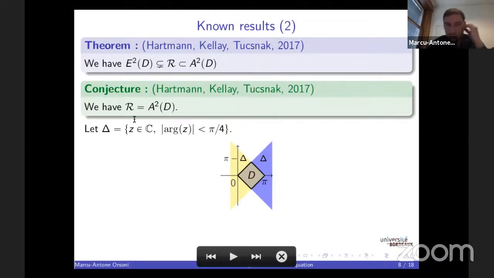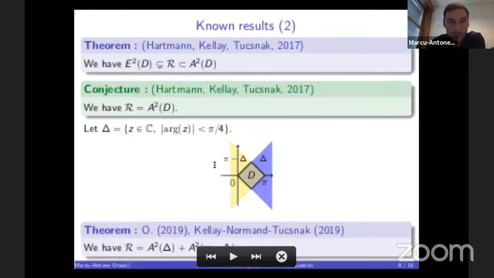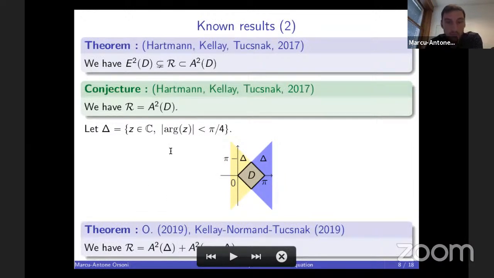So we denote by delta the blue angular sector. So it's a right angle sector. And the yellow one is pi minus delta. It's just the symmetric. And my first theorem is the following. The reachable space is equal to the sum of these two Bergman spaces, the first Bergman space on the first sector and the second Bergman space on the second sector, the yellow sector.